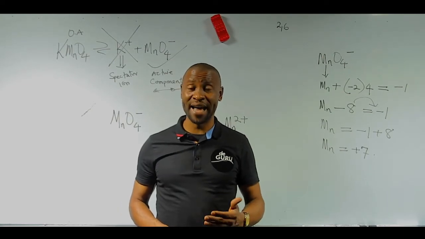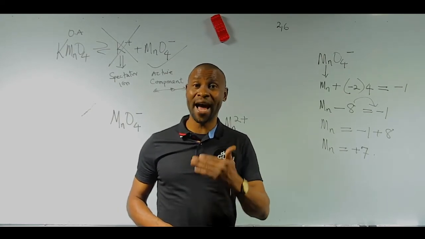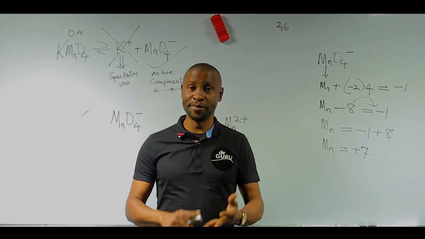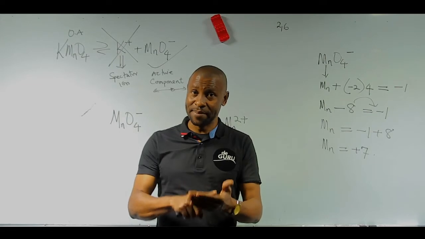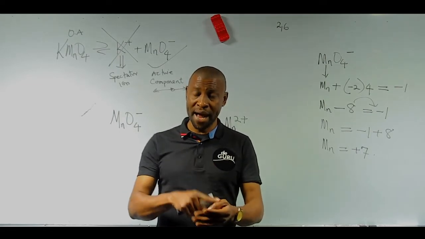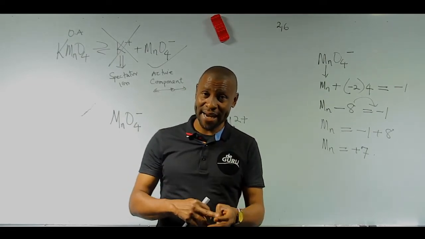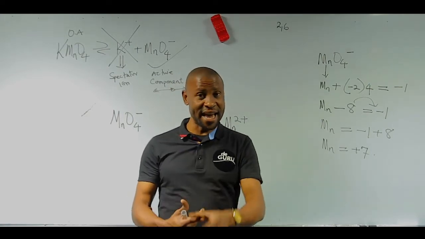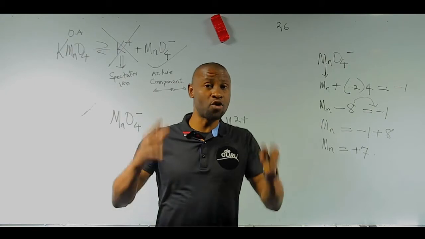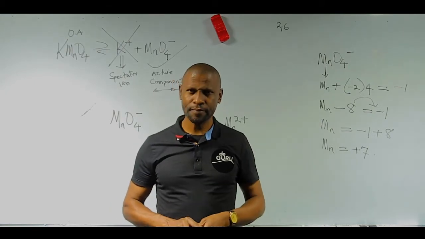Who are transition metals? Those between atomic numbers 21 and 30: scandium, titanium, vanadium, chromium, manganese, iron, cobalt, nickel, copper, and zinc. Ten of them constitute the transition metals.